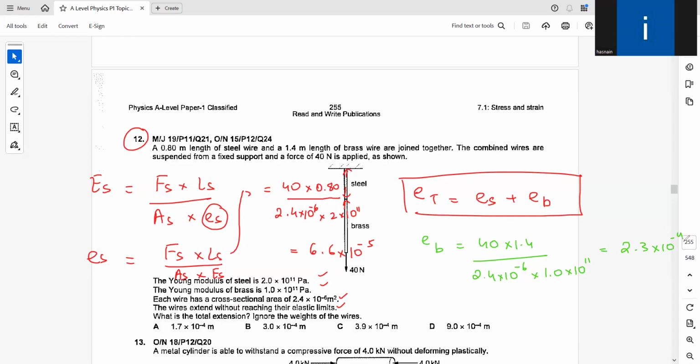2.3 exponent minus 4. So we can add these up to find the total extension. Let's add this with my original answer of 6.6 exponent minus 5. So I get 2.9 exponent minus 4. So that would be B. That's almost 3.